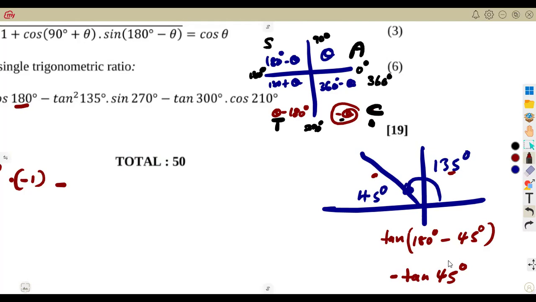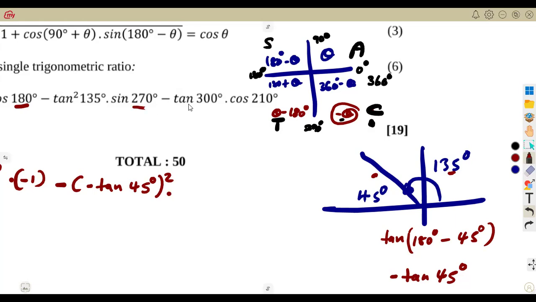Take note. Negative tan what? 45 degrees. From our reduction, we can reduce this one. So that's a negative, but with a what? A square. Take note, there's a square there. So this one was going to be reduced to negative tan 45 degrees, but you can also square this, okay?